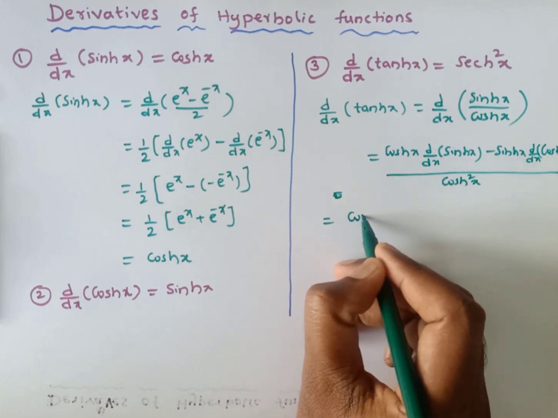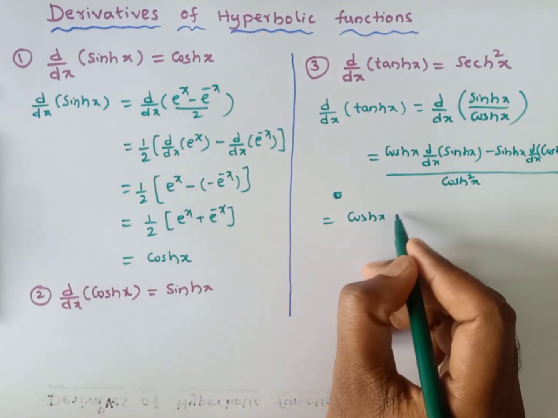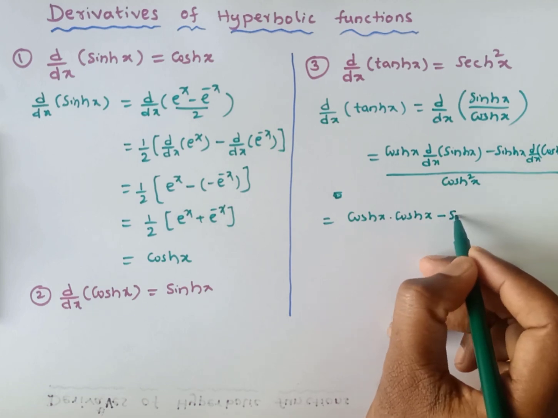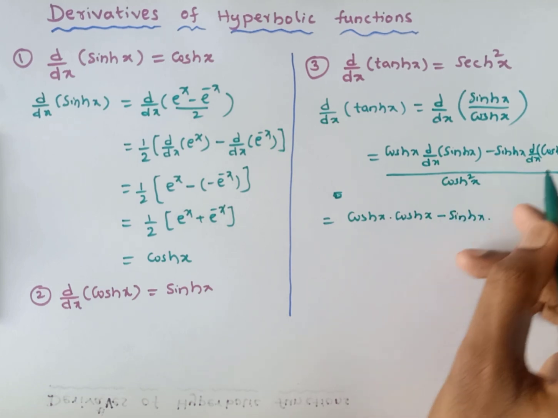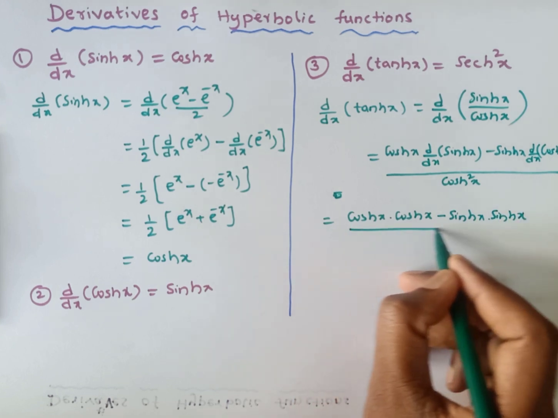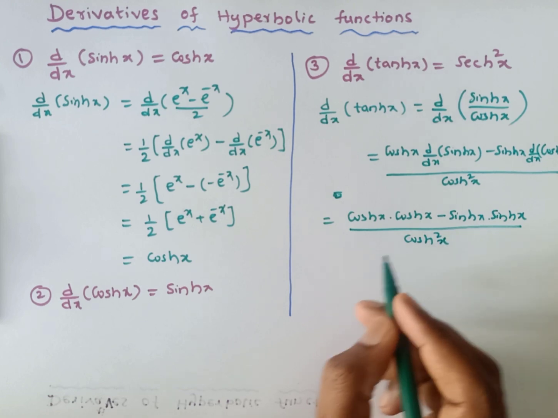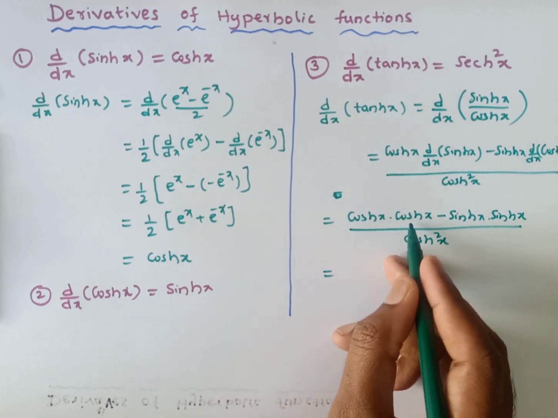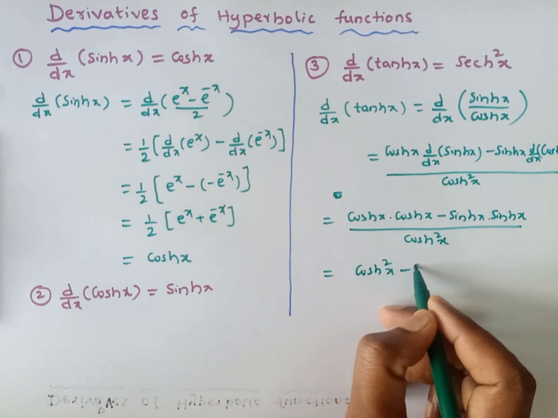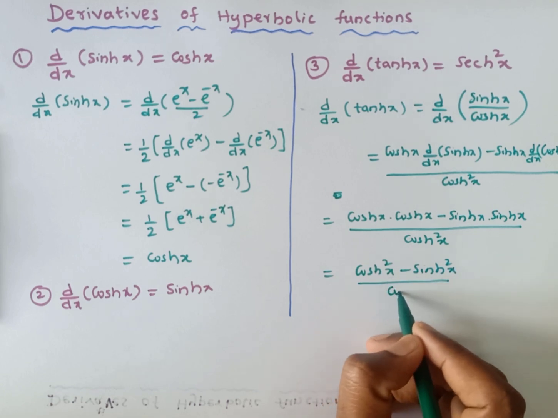Now cosh x into the derivative of sinh x, which we already know is cosh x, minus sinh x into the derivative of cosh x, which is sinh x, divided by cosh square x. Which equals cosh x into cosh x, so this is cosh square x minus sinh square x divided by cosh square x.